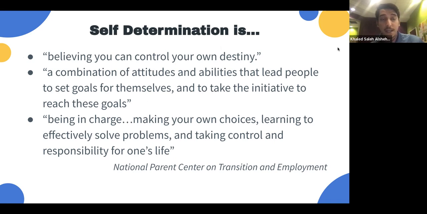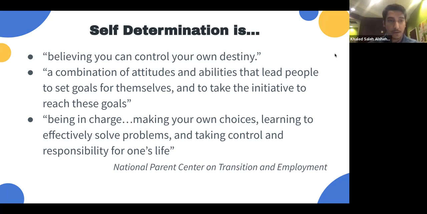The first one here is believing you can control your own destiny, but it's not a comprehensive definition. The second one is my favorite one. It's a combination of attitude and ability. When they say combination, it's a group; it's not one ability or one skill. It's a lot of attitudes and abilities that lead people to set goals for themselves and also take the initiative to reach those goals.